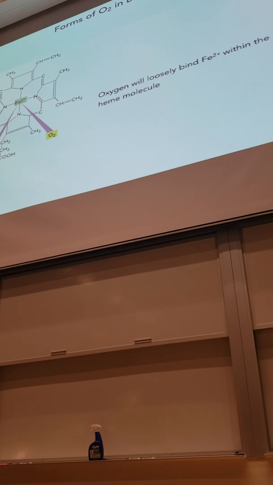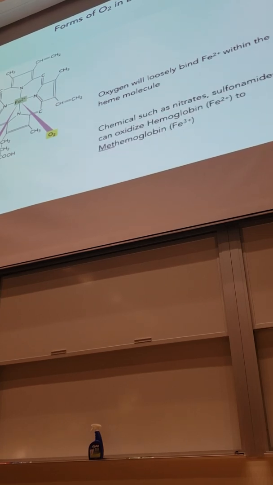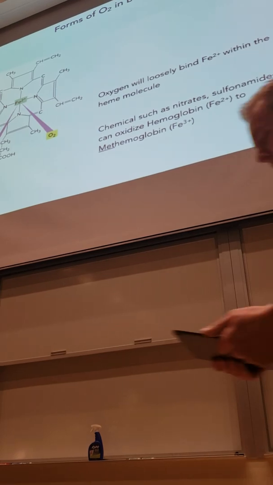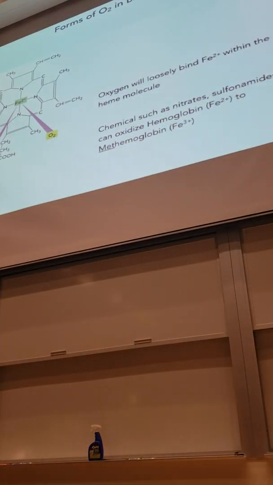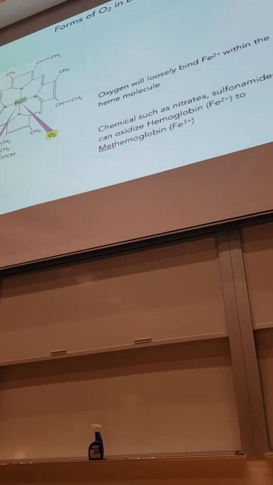So we have the ability to carry 4 oxygen molecules in 1 hemoglobin. So there are things that can affect this. So we've got things like nitrates and sulfonamides and these sorts of chemical compounds that can affect the state of iron so that it's Fe plus 3 instead of 2, right? In which case it's no longer able to bind oxygen.